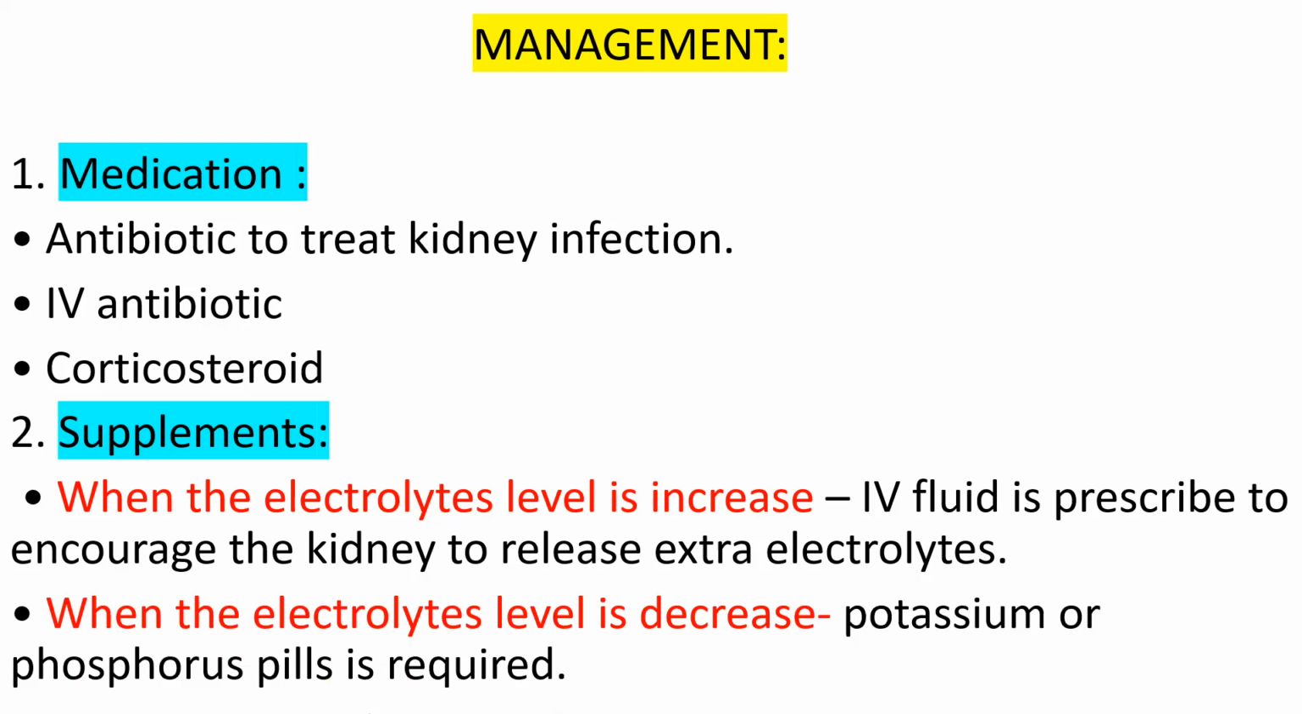Next, when the electrolyte level is decreased. When the electrolyte level is high, what should we do? Give IV fluid, so that we encourage our kidney to release extra fluid. But when our electrolyte level is decreased, what do we need to do? A potassium or phosphate pill is required. This means suggesting that a person take it in order to make the electrolyte balance. So these are the supplements taken.